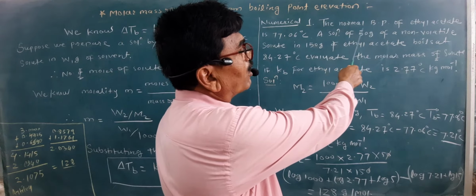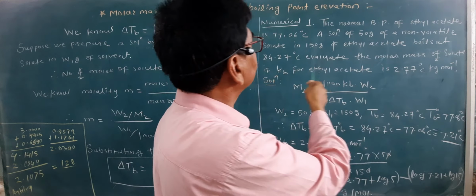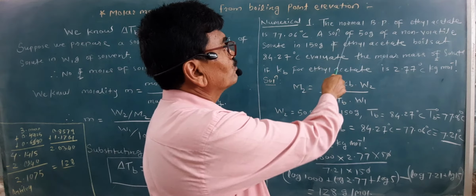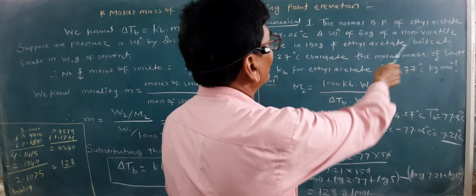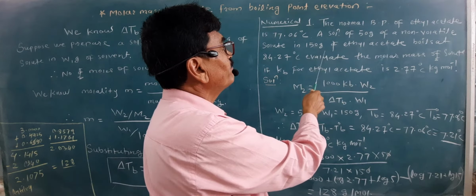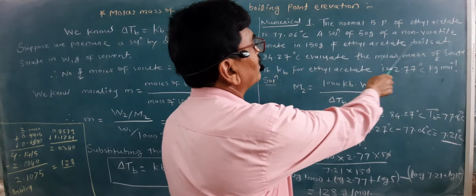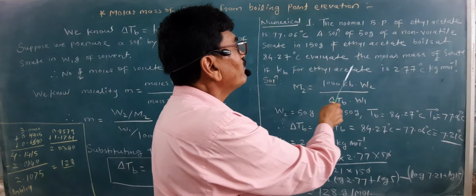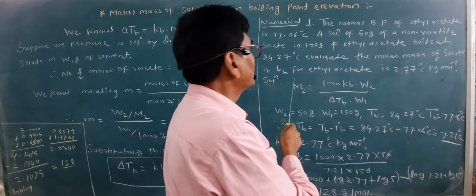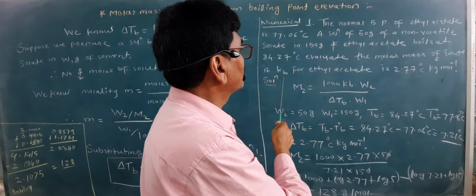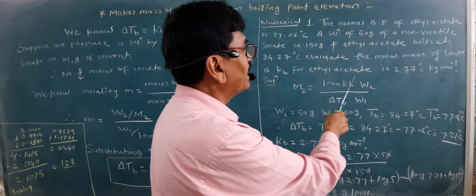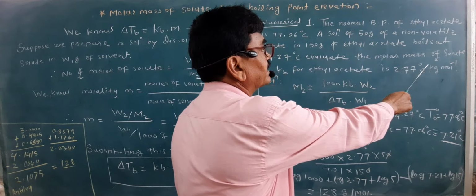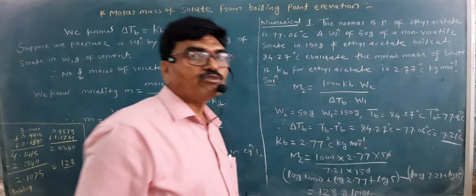The normal boiling point of ethyl acetate is 77.06 degrees centigrade. A solution of 50 gram of a non-volatile solute in 150 gram of ethyl acetate boils at 84.27 degrees centigrade. Evaluate the molar mass of solute if Kb for ethyl acetate is 2.77 degrees centigrade kg per mole. So read the numerical carefully.